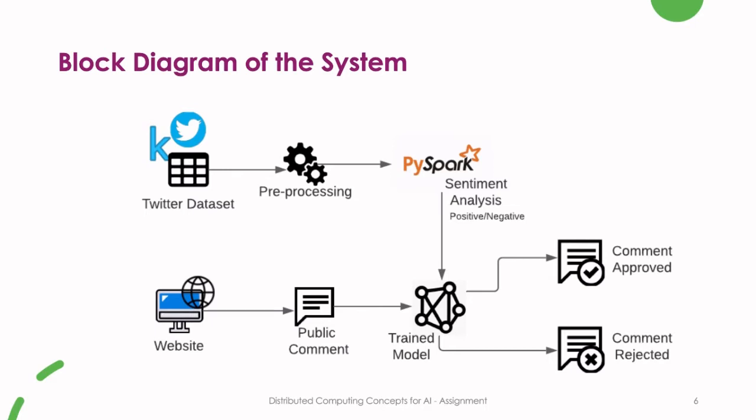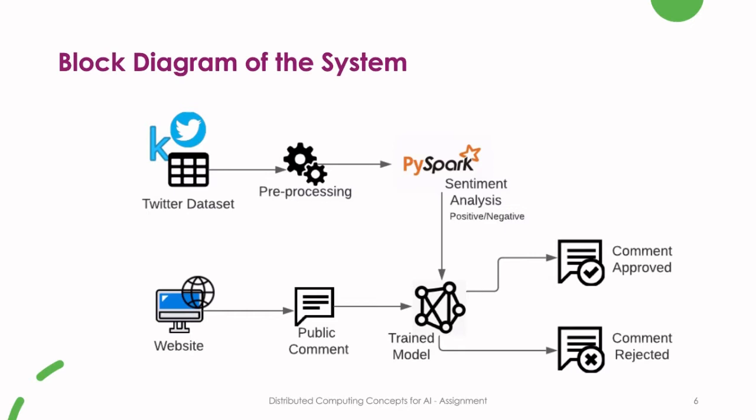So now let's see the basic block diagram of the system that I have developed. First, I have taken the data set from Kaggle, which is a Twitter data set about US Airlines. Then it is going through a pre-processing step, and then it comes under sentiment analysis using PySpark to check whether it is positive or negative. Then I have that trained model. So then I am using that trained model.